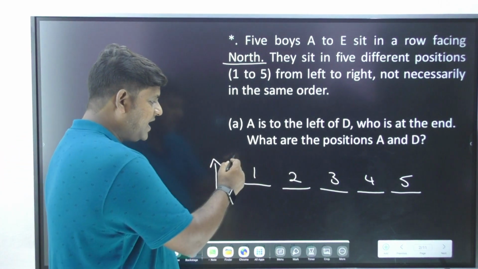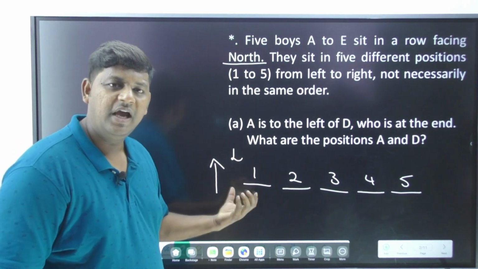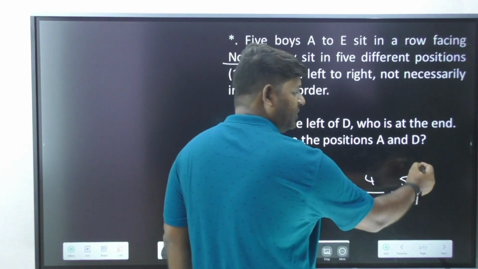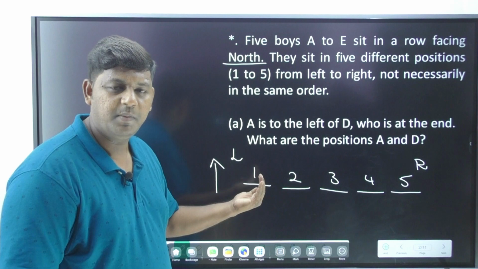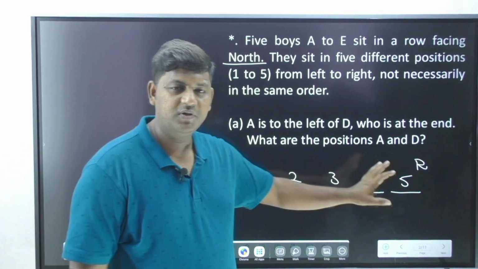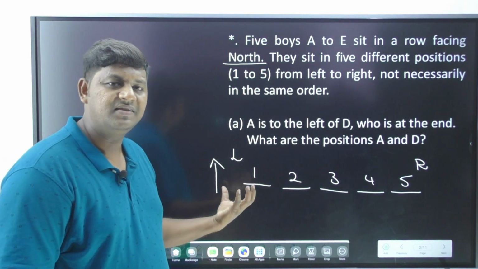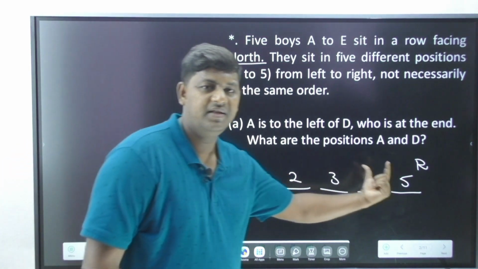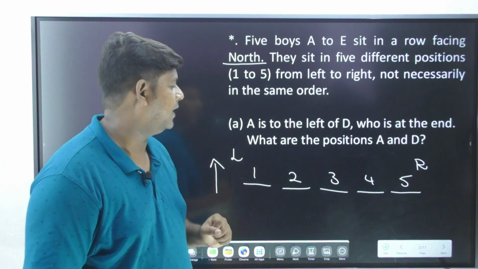Now can I say my first position, number 1, can be assumed as what? Left side. And position number 5 can be assumed as what? Right side. Am I clear with this? Position number 1 is the left side and position number 5 is my right hand side corner. Am I correct? Or you can say this is your west end corner and this is your east end corner. Please do remember that information as well.